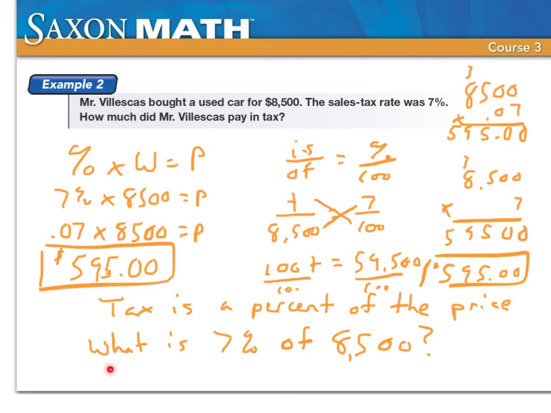And if we use the is over of method, I think of this as what is. So what goes with the word is? That means I don't know that. I need the variable there. 7% means 7 out of 100. Of 8,500, that's why the 8,500 went on the bottom. All right, let's move on to another.